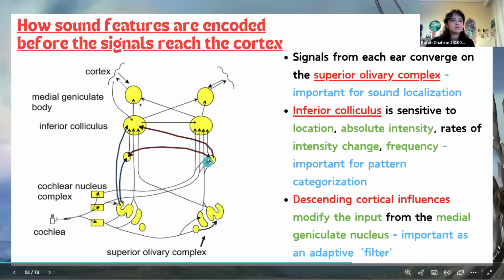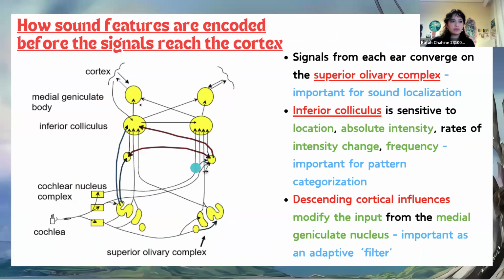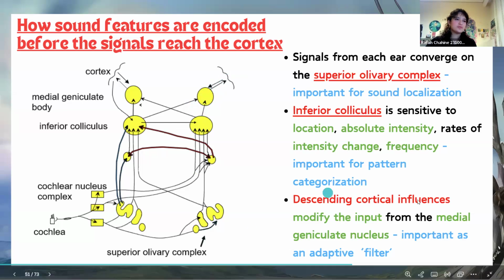That will go up the lateral lemniscus, to the nucleus of the lateral lemniscus, and continue upwards to the inferior colliculus in the midbrain. Then that will go up to the medial geniculate body, which is a part of the thalamus, and that will go to the cortex. And then we're going to get these descending cortical entrances.